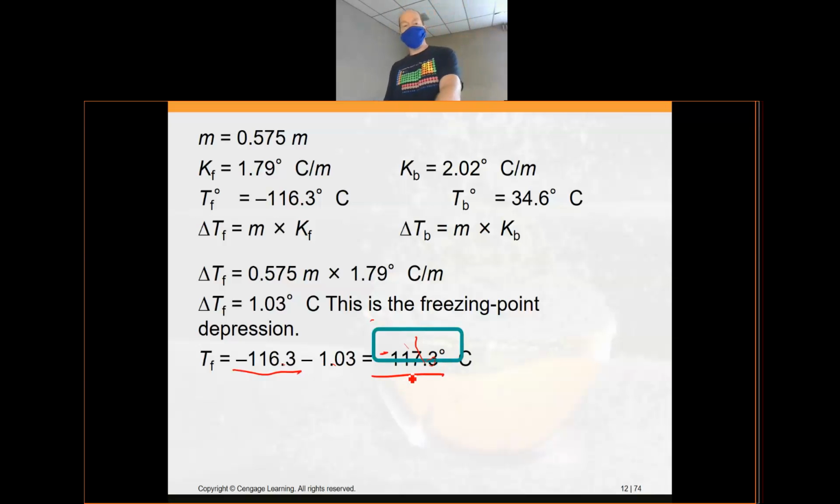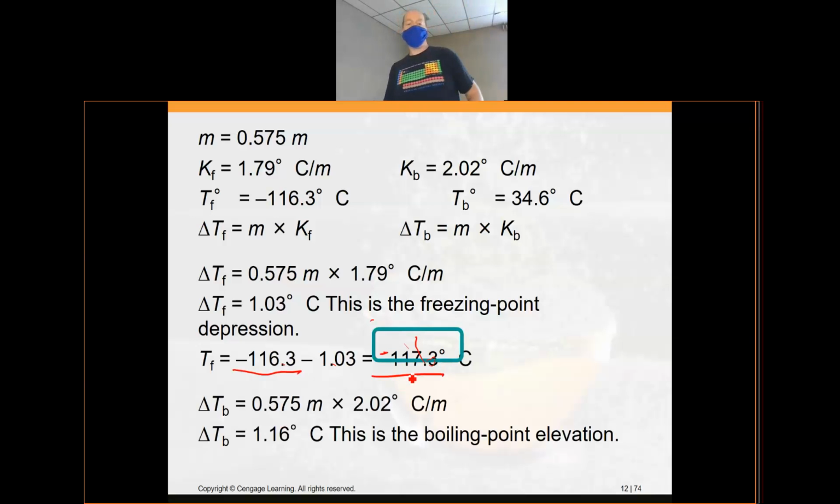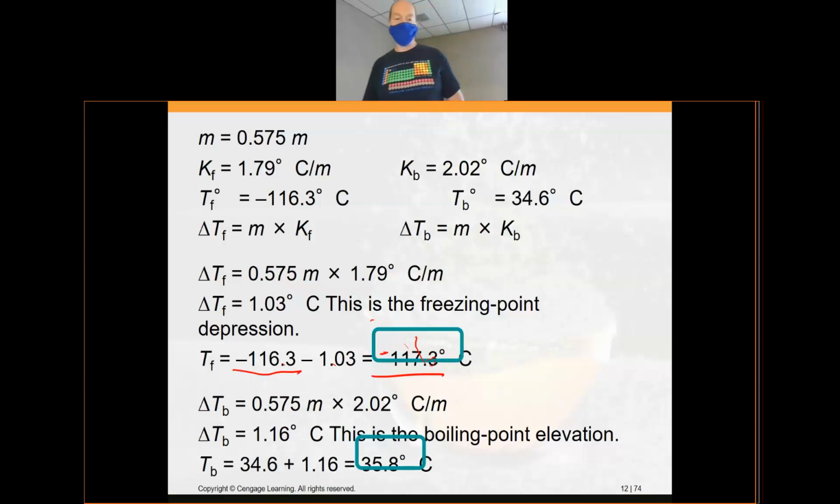Same thing with your boiling point. Once you calculate it, you know that your boiling point elevation is 1.16. That is definitely not the boiling point. That is what you add to the boiling point. So you have your 34.6, you add your 1.16. Your boiling point for that solution is 35.8.